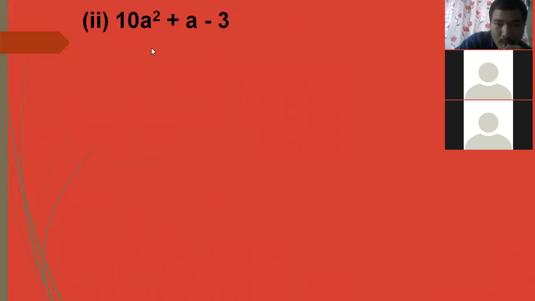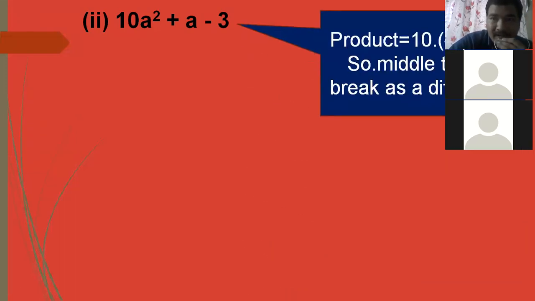Here, first of all, we have to multiply which numbers? Tell. 10 and minus 3. 10 and minus 3, what will be there? Minus 30, right? How minus 30 comes, understood? Now this is minus 30, then we have to find out this middle one.